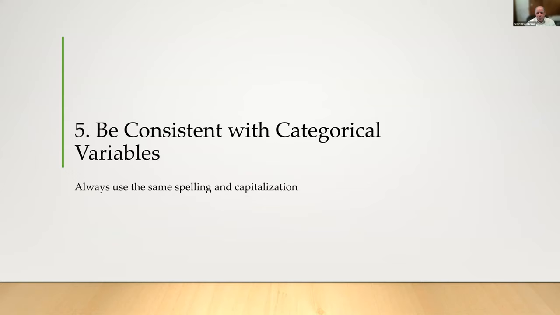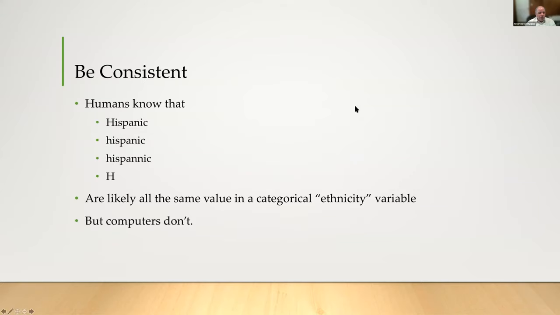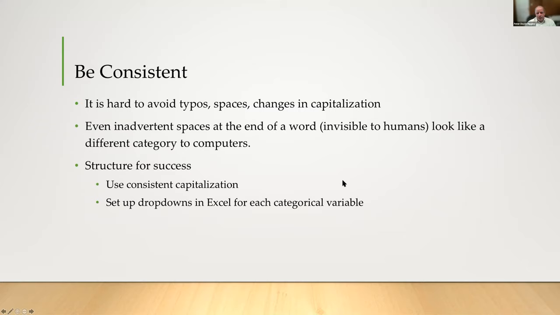Unfortunately, humans aren't nearly as consistent as computers. So humans know that Hispanic, lowercase hispanic, Hispanic with two N's or a capital H are likely all the same value in a categorical ethnicity variable, but computers don't know that. They think these are four distinct things. And it's really hard to be consistent, to avoid typos, spaces, changes in capitalization, even inadvertent spaces at the end of the word, which are invisible to humans, look like a different category to computers. So you need to structure your data entry for success. Use consistent capitalization and set up dropdowns in Excel for each categorical variable.